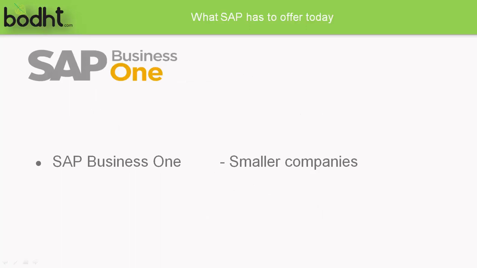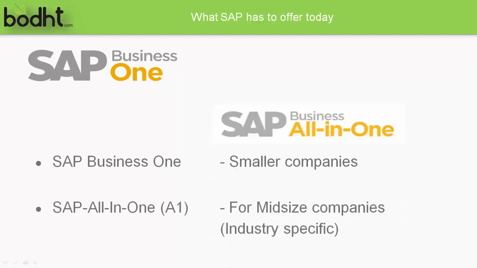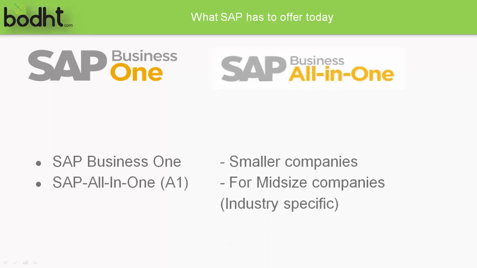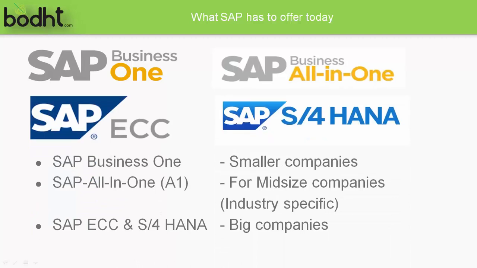And what is it that they have to offer today to the companies? See, the very first product they have on their shelf to sell is SAP Business One, which is basically for smaller companies. And for mid-sized companies, they have something called SAP All-in-One. And then comes SAP's ECC or S4 HANA. These are mainly for big companies.